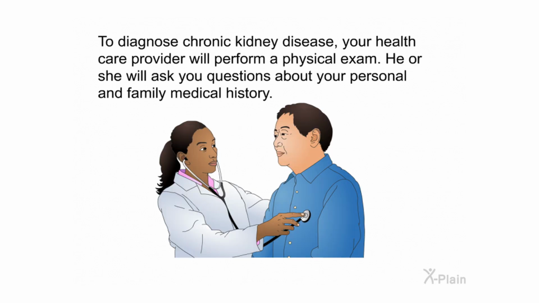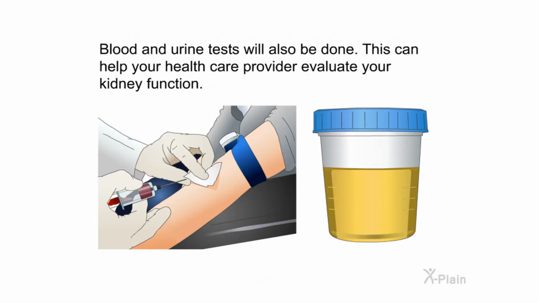Diagnosis. To diagnose chronic kidney disease, your healthcare provider will perform a physical exam. He or she will ask you questions about your personal and family medical history. Blood and urine tests will also be done. This can help your healthcare provider evaluate your kidney function.